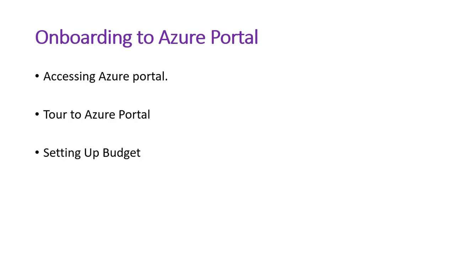So now we onboard ourselves to the Azure portal. Let's log into the Azure portal and access the Azure resources. We will see some tools, what the services are, and how the GUI of the Azure portal looks like. And we need to set up a budget. Why do we need to set up a budget? Because whenever you log into the Azure subscription for the first time, you will get 13,300 INR.